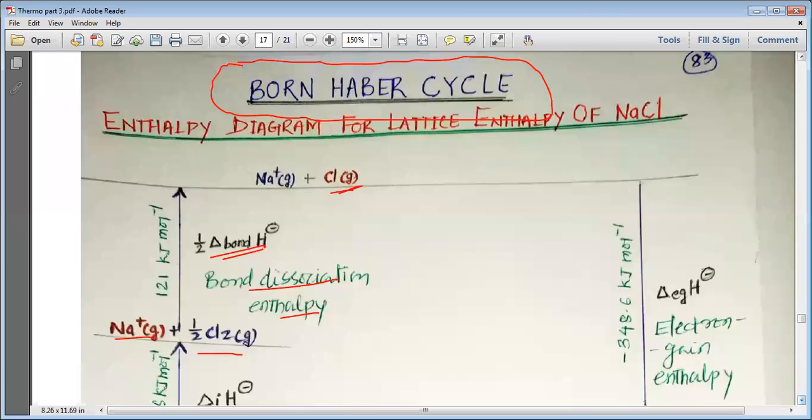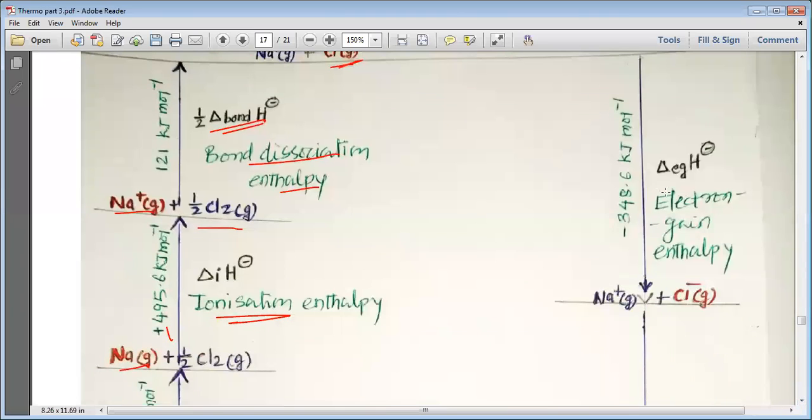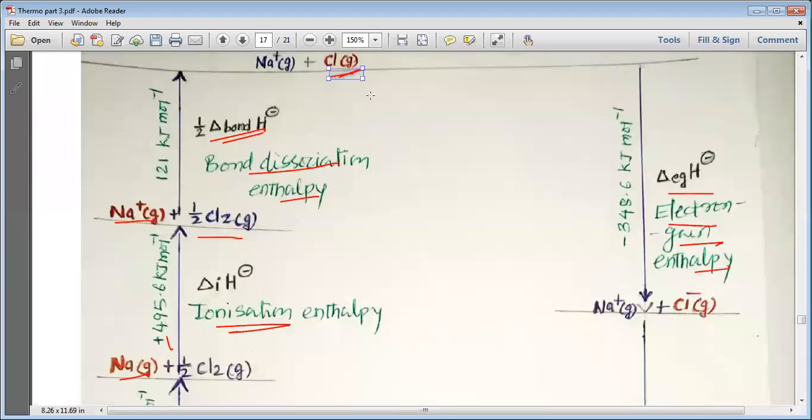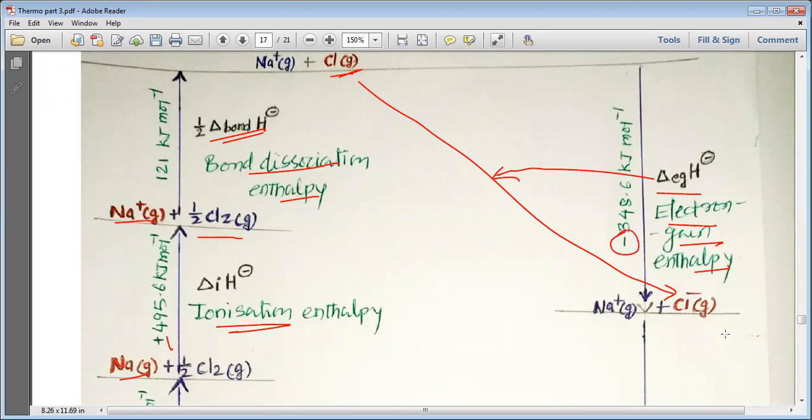This Cl gas, my dear students, in the next step gets one electron, which is known as the electron gain enthalpy. You can see here that Cl takes one electron and turns into Cl minus, and the enthalpy related to this process is known as the electron gain enthalpy, because chlorine gains one electron. When chlorine gains one electron, energy is released, and that is why the arrow is downward and the value of delta H is minus.